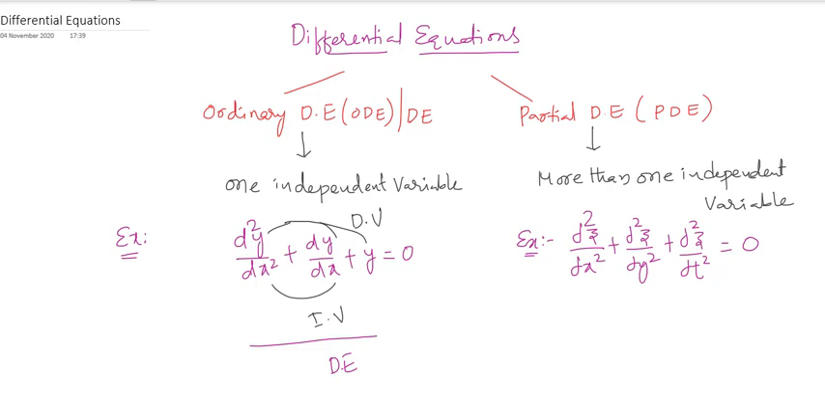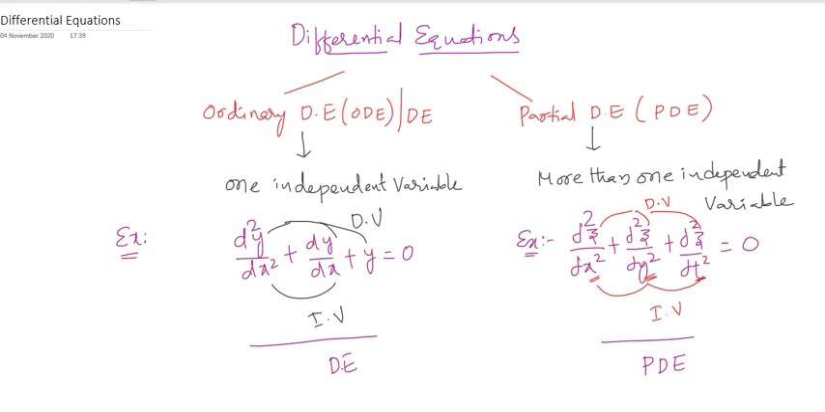As I told you earlier, all these z are nothing but the dependent variable, because it depends upon x, y and t. Am I right or not? These are the independent variables: x is one independent variable, y is one independent variable, and t is one more independent variable. Hence here we have more than one independent variable, so I can call this a partial differential equation. The rest of the things are all the same.